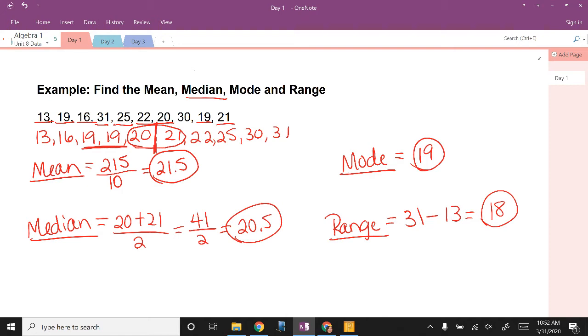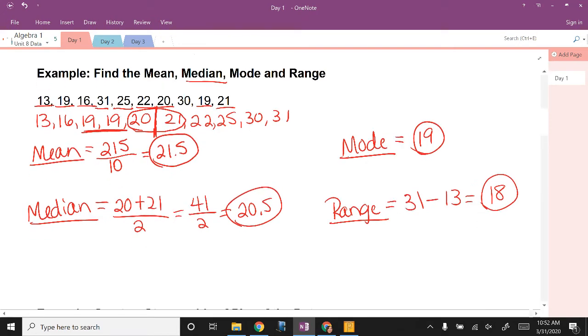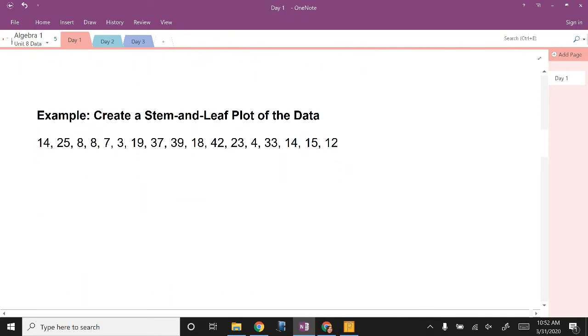All right, so continuing this video, we're going to talk about other ways to represent data. One is with a stem and leaf plot. So a stem and leaf plot, basically you divide your data into stems and leaves. So your stem is going to be your highest place value. You remember in elementary school you talked a lot about place value. And your leaf is going to be your lowest place value.